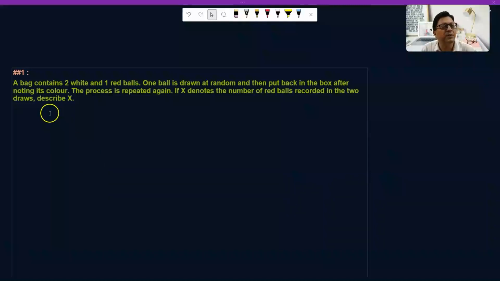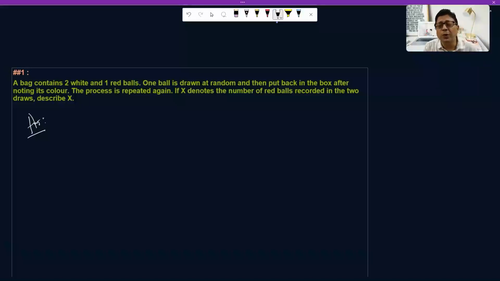Let us see this example first. A bag contains 2 white and 1 red balls. One ball is drawn at random and then put back in the box after noting its color. The process is repeated again. If X denotes the number of red balls recorded in 2 draws, describe X. This is not a probability distribution. It just describes X as a random variable, X as a function. Write the domain, write the range here. Domain is the sample space.